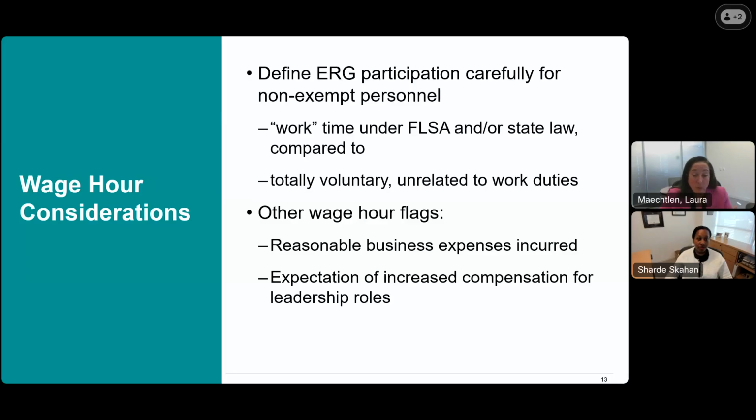Of course, many employers set up their programs where the work is compensated and during work hours. Certainly if a meeting has to do with various business related efforts, then arguing that it's totally unrelated to work duties may be difficult. Other wage and hour flags: one is reasonable business expenses. People often buy supplies and other things needed for meetings, especially if they're occurring at lunchtime hours, mealtime, or other ways. So you want to make sure to watch for that. And also, we'll talk in a minute about there being an increasing expectation around compensation for the leadership roles for ERGs. So with that, let's get to the next slide.